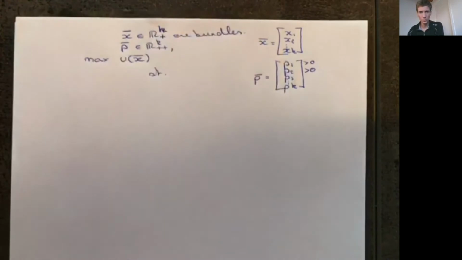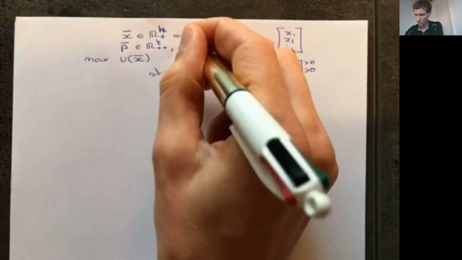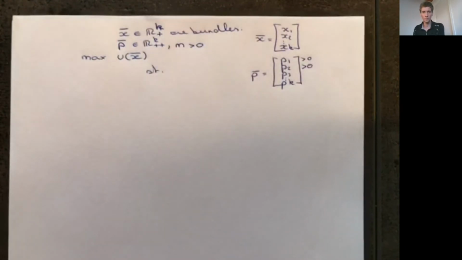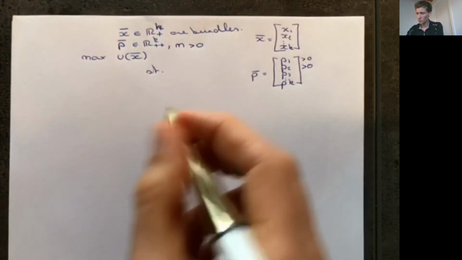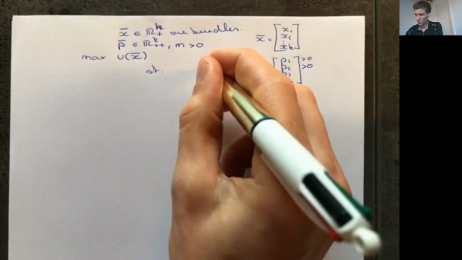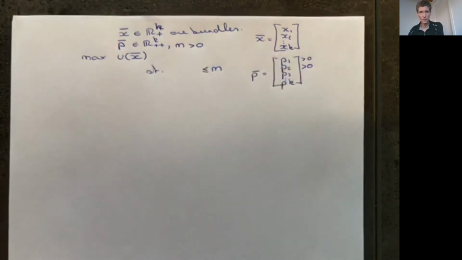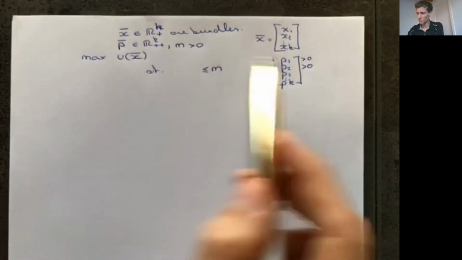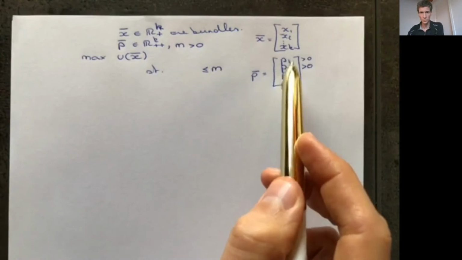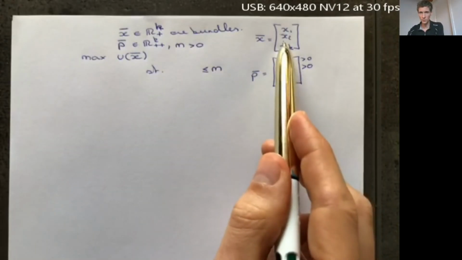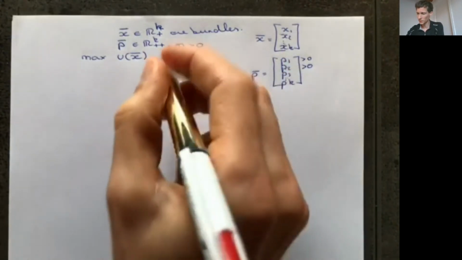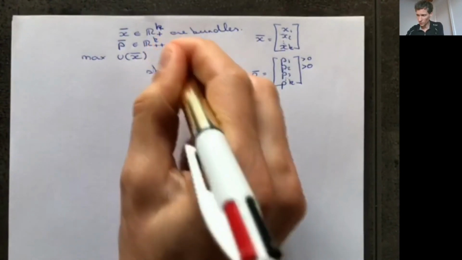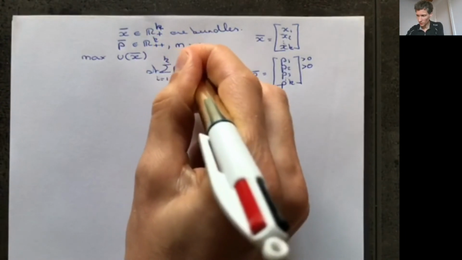Then the consumer also has a budget, which is simply a number, and we take this number to be greater or equal to 0. So the consumer has a total amount of money equal to M, and then buys goods: the amount x1 at price p1, the amount x2 at price p2, the amount x3 at price p3, and so on. So the total expenditure is the sum from i=1 to k of p_i x_i.